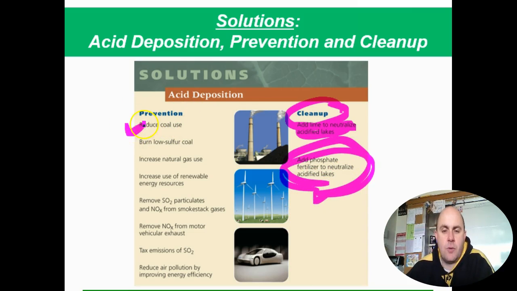We can use less coal. We can burn better coal. We can increase natural gas use, which would decrease the use of coal. We can use more alternative or renewable energies. We can remove SO2, particulates, and NO from smokestack gases with scrubbers and things like that. We can remove it from automobile exhaust with a catalytic converter. We can tax the emissions of those things, and we can create more energy efficient cars. These are all ways to improve this problem.